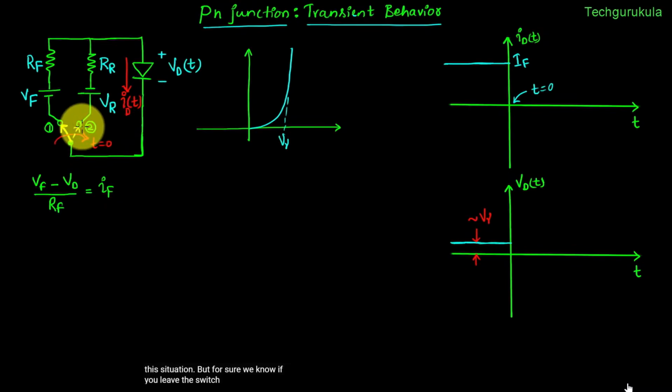But for sure we know if you leave the switch in position 2 for quite some time, the diode would reach steady state in reverse bias. In that case, the current that would be flowing would be simply I0, and that will be in the opposite direction to that of the assumed ID of t.